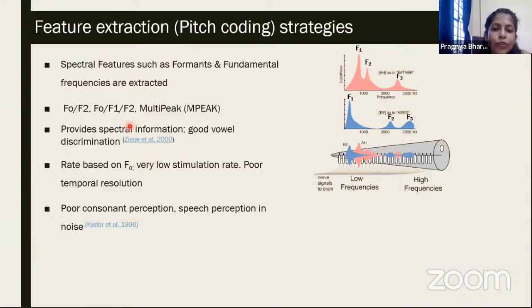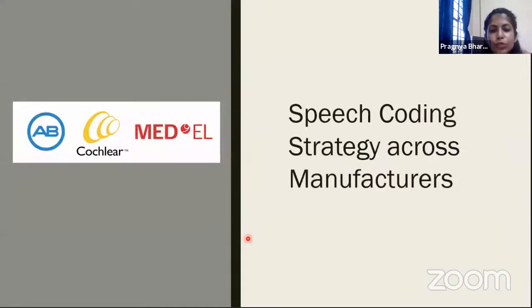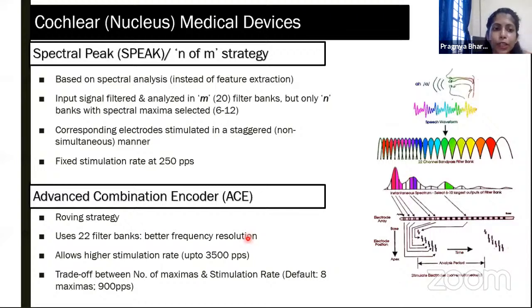Now, going forward, we will be discussing the various speech coding strategies that are used by the different manufacturers currently. And these are mostly, as we will see, modifications of the basic envelope coding or speech coding strategies, with the help of newer advanced technology which is available now. Coming to Cochlear medical devices, as I said, from the beginning they have relied more on the spectral coding or pitch coding strategy.